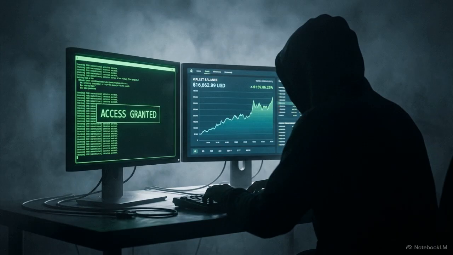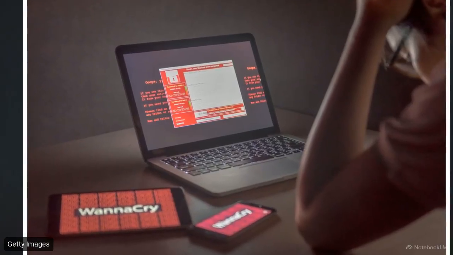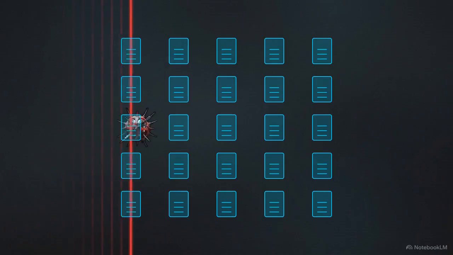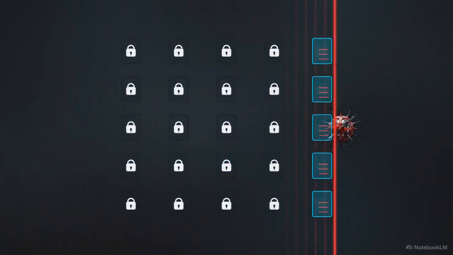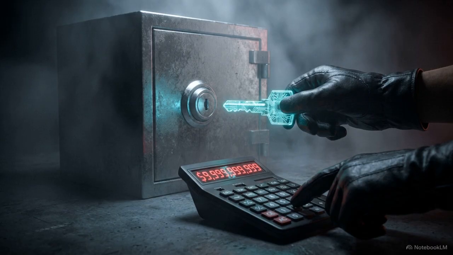Breaching the network provides the access, but the operation's success depends on how the attackers monetize that foothold. Look at this red interface on the compromised laptop. This is ransomware. Once inside, the malware systematically encrypts the critical files on the target system, rendering them inaccessible to the company. The attackers then hold the decryption key hostage, demanding a multi-million-dollar payout to restore operations.